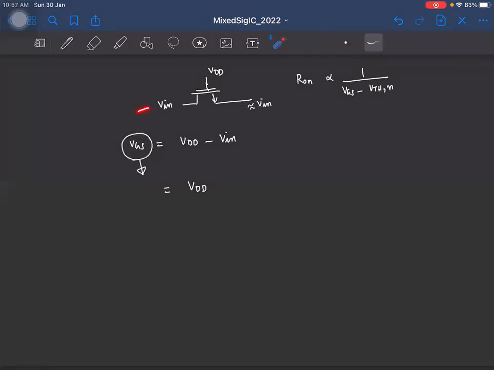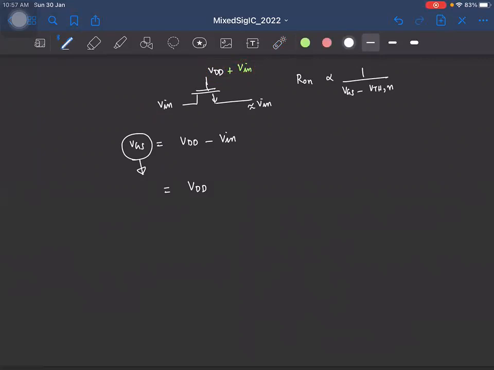So if we want to have a constant VGS equal to VDD, what do we have to do? Well, this voltage is the input voltage, right? So that's going to vary. So to have a constant VGS of VDD, what do we have to do? We also need to vary the gate voltage by V in, right? So to turn the switch on, instead of applying the voltage VDD, we need to apply the voltage VDD plus V in, right?